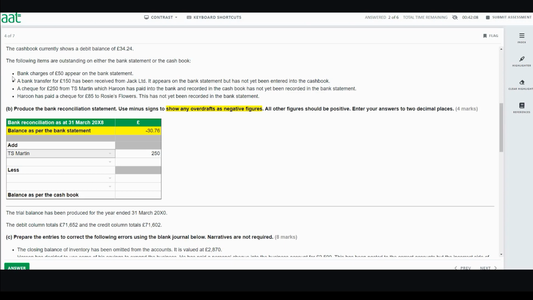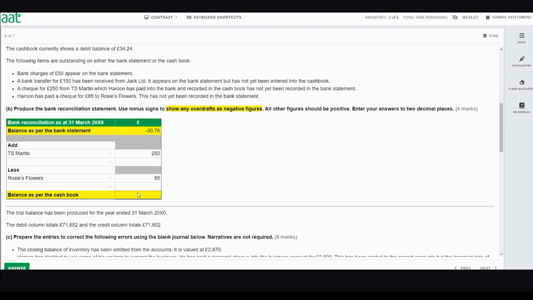Okay then, so now what we need to do is we need to deduct the amount that has been paid out of the business, but it's not yet gone through the bank statement, okay? So we've got a cheque here for £85 to Rosie's Flowers. It's not been recorded on the bank statement yet because it's a timing difference, okay? So we've got Rosie's Flowers and we've got £85.